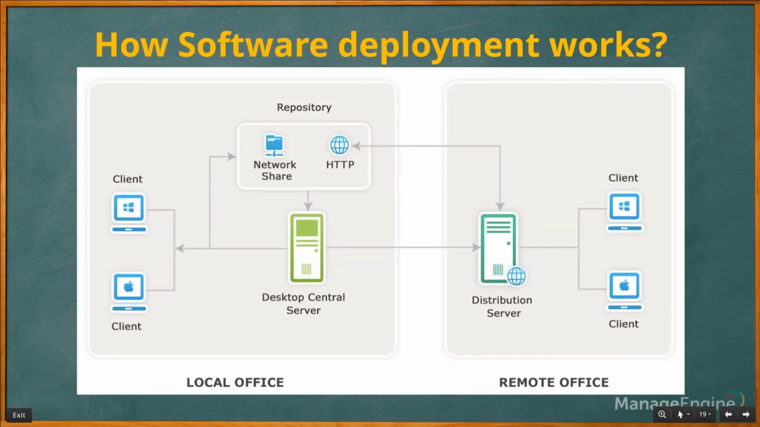Let's look at how software deployment works with Desktop Central. With Desktop Central, you can download the application binaries from the vendor, keep them in a repository, and then apply the appropriate switches for the deployment and push it to the end users. When you push the application to the end users, the local area network agents will take the software deployment or the package directly from the repository, which will be on the server, whereas your wide area network agents or your remote office will take those applications from the distribution server. The distribution server, in turn, will take it from the repository.